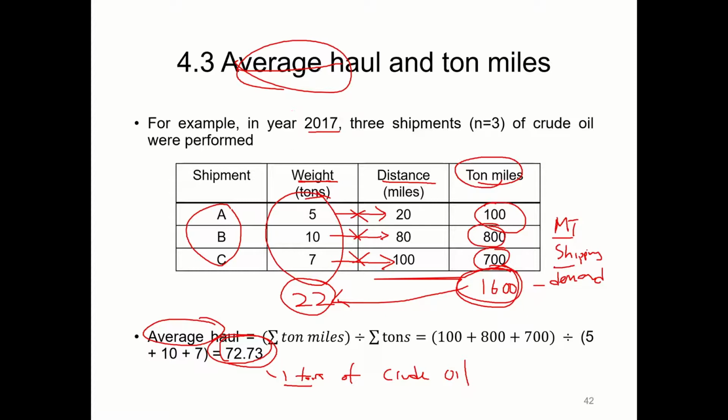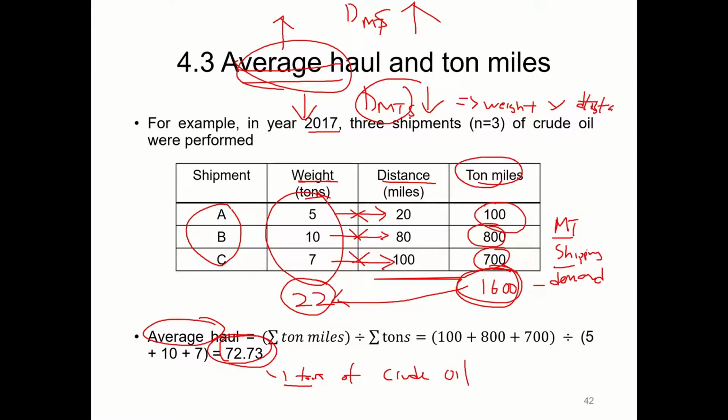Obviously, if the average haul is very high, so will be the demand for maritime transport services, because now the distance is longer. If the average haul is short, then the demand for maritime transport services will be very low. Remember, the demand for maritime transport services is measured by weight and distance, and distance here reflects the average haul. So the higher the average haul, the higher the demand for maritime transport services.